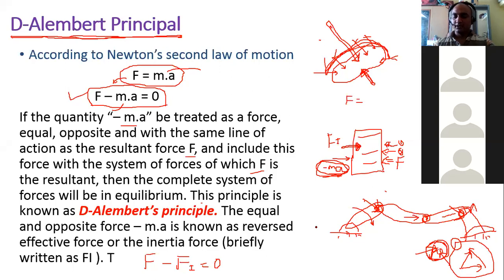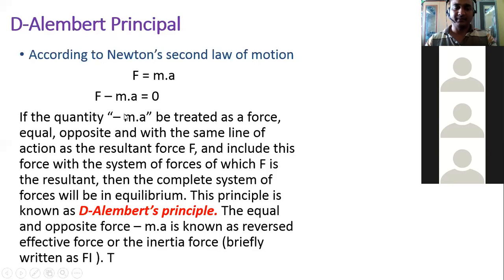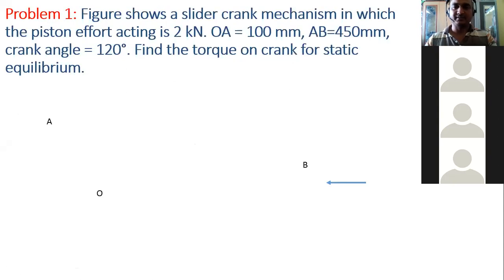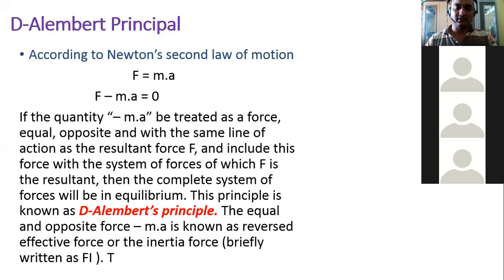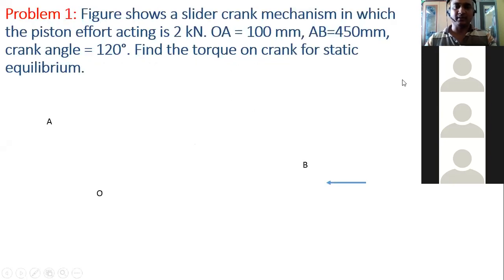Okay, so now we'll solve. It seems that F minus ma equal to 0. So this is nothing but D'Alembert's principle. The statement is also given already. In the last lecture we have read this statement and we have discussed it a lot. On the basis of this D'Alembert's principle, we have to solve some problems. So here we are going to solve two important problems, and we'll start with solving them.